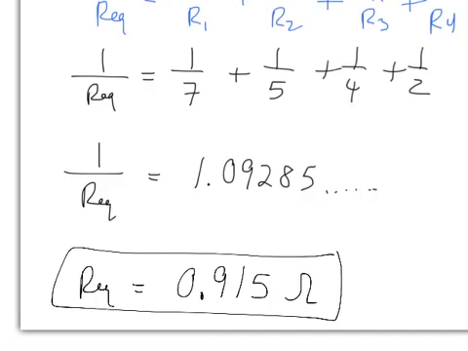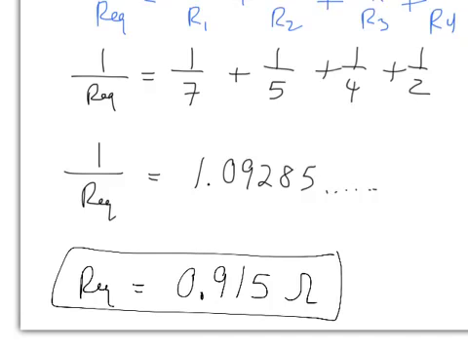What do you find interesting about that? It's lower than any of the originals, right? The original resistors were 7 ohms, 5 ohms, 4 ohms, and 2 ohms. And when they were in series, we just added them up, and the number got bigger. But here, when we do the calculation, this equivalent resistance is smaller than any of the 4 resistors.